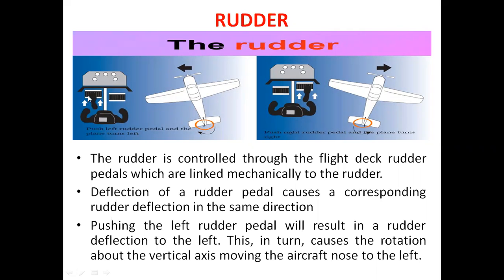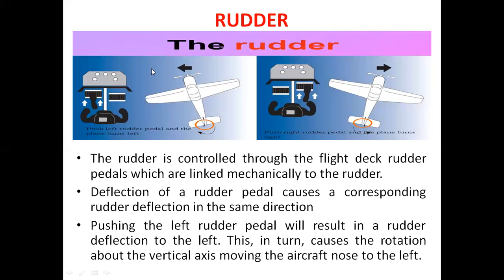When this rudder paddle gets deflected, either this rudder paddle gets deflected. So we have placed the picture of both rudder paddle deflections. Now what can be the result? So one by one we'll study. Now pushing the left rudder paddle will cause the rudder deflection to the left. This in turn causes the rotation about the vertical axis, moving the aircraft nose to the left.